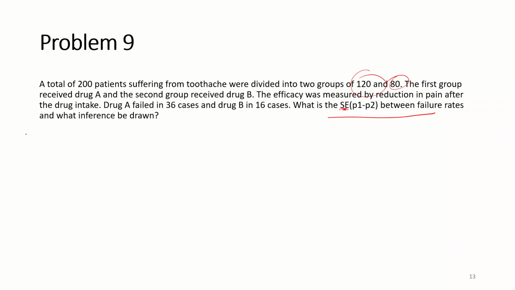So the first population P1, I'm taking P1 as drug A. In this, the number of failed cases is 36 and the total is 120, so the probability is coming around 0.3.